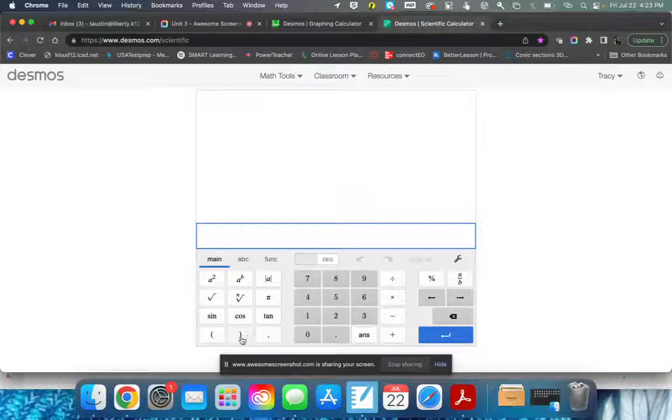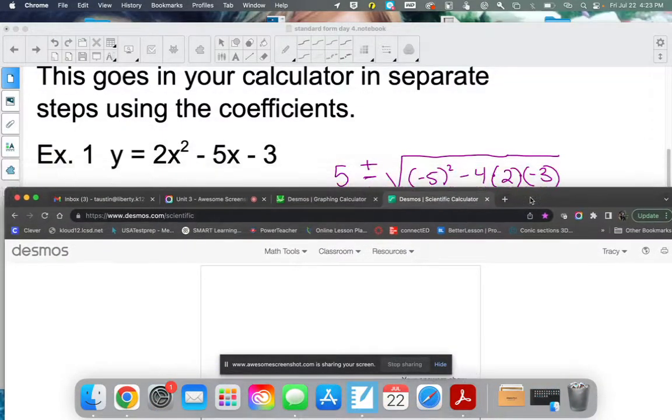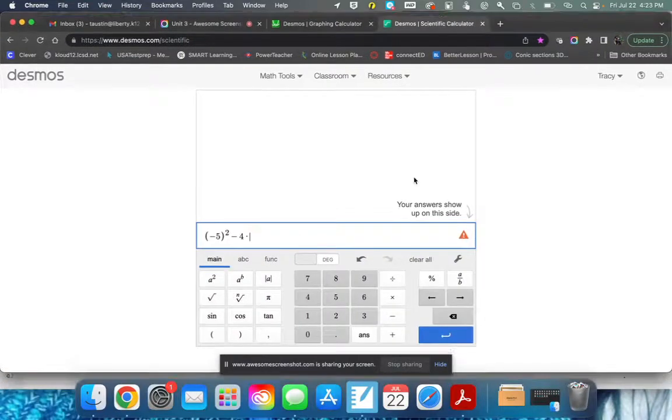All right, so parentheses, -5, close the parentheses, the squared's up here on the left. Okay, and then minus 4 times 2 times -3. Okay, so that's everything that is inside that square root. All right, so the answer that we got is 49.